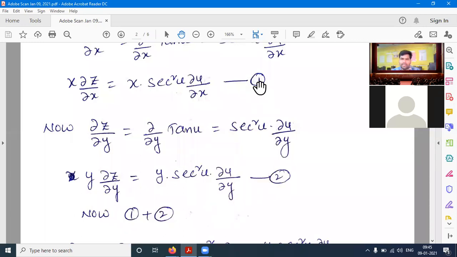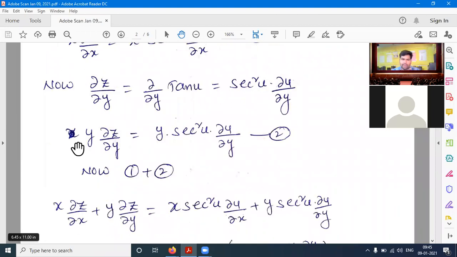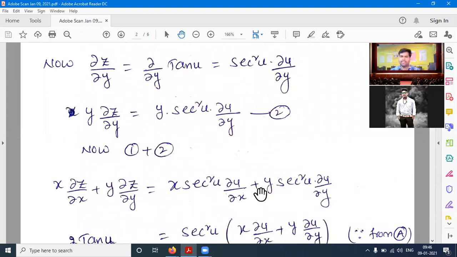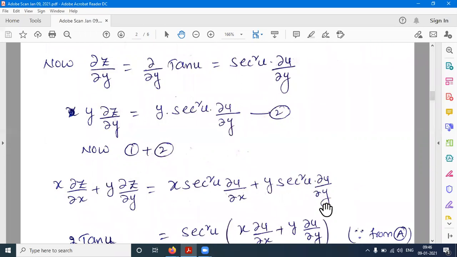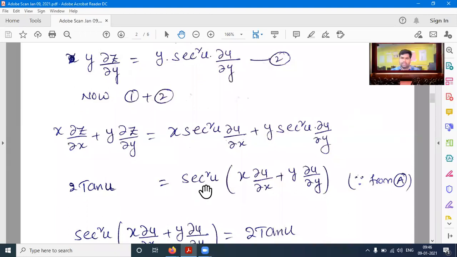So now add equation number 1 and 2. So what happened? On the left side, x into dou z by dou x plus y into dou z by dou y is equal to, on the right side, x secant square u into dou u by dou x plus y secant square u into dou u by dou y. Here secant square is common, so I take secant square u common: secant square u into x into dou u by dou x plus y into dou u by dou y.